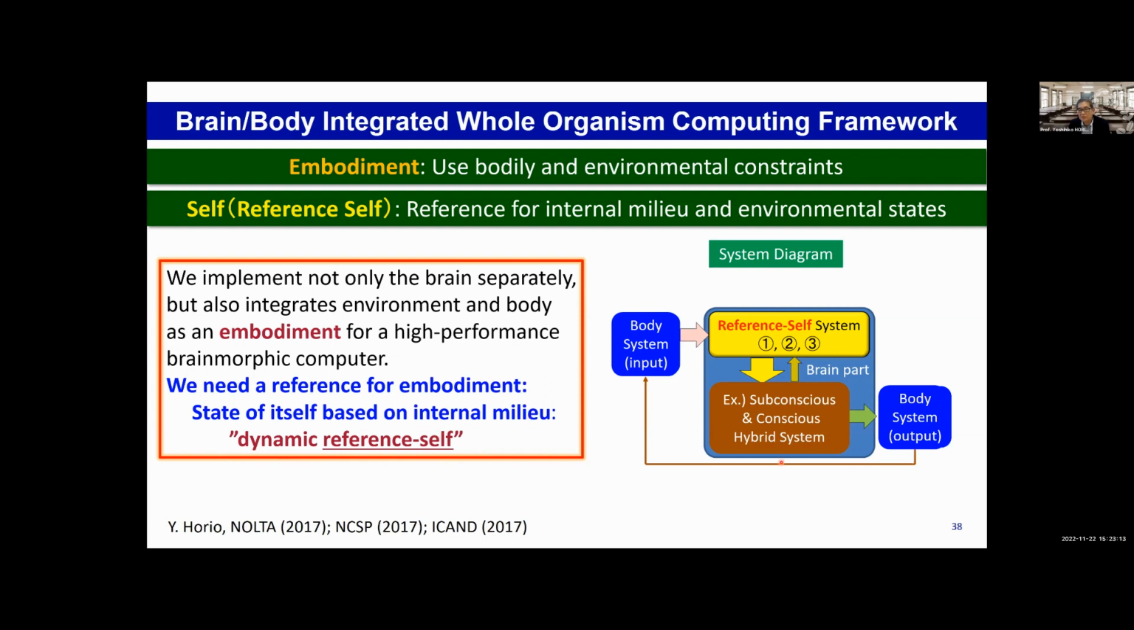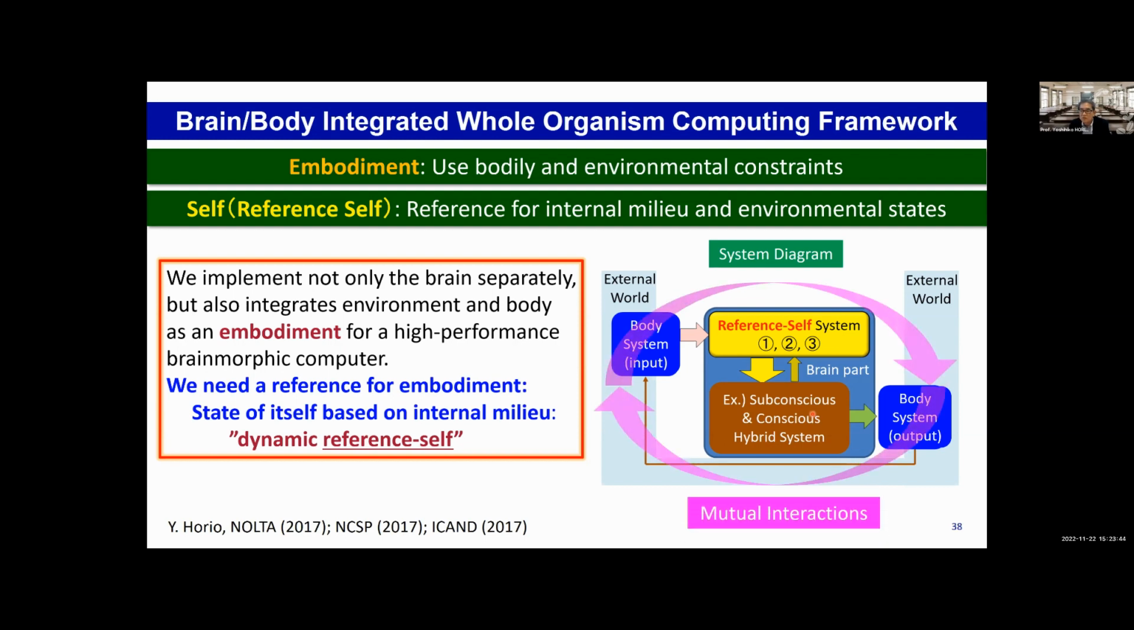So this is the system diagram. We have a reference system here, and those are the brain part. And we have the body, this is the actuator, this is the sensor. The sensor input is always coming to the reference self system. And we have, of course, the external world. This computing framework aims to improve the performance of computation through mutual interactions between the external world and internal processing. So this part is very important.